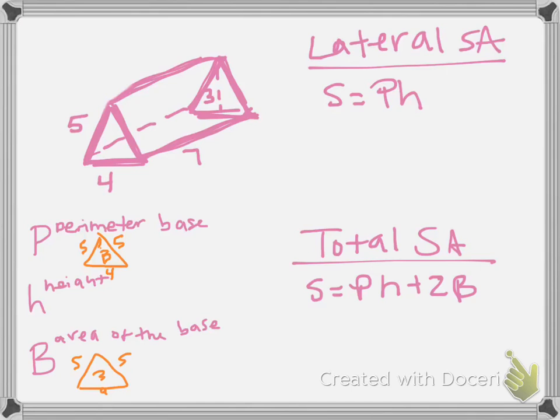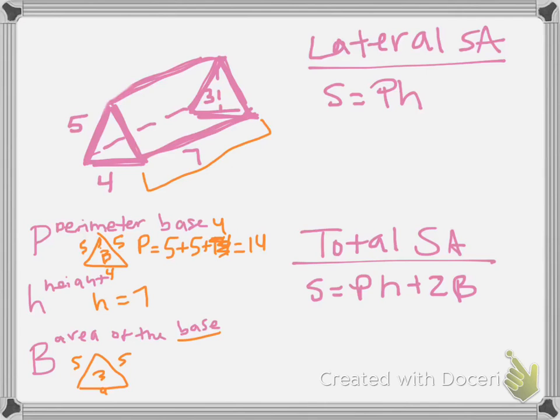Excuse my handwriting. So finding the perimeter of the base, we add all the sides. So 5 plus 5 plus 4. So the perimeter is adding all the sides of the triangle. 5 plus 5 plus 4 will give us 14. And the height from base to base, so from triangle to triangle, is 7. And the capital B is the area of the base.